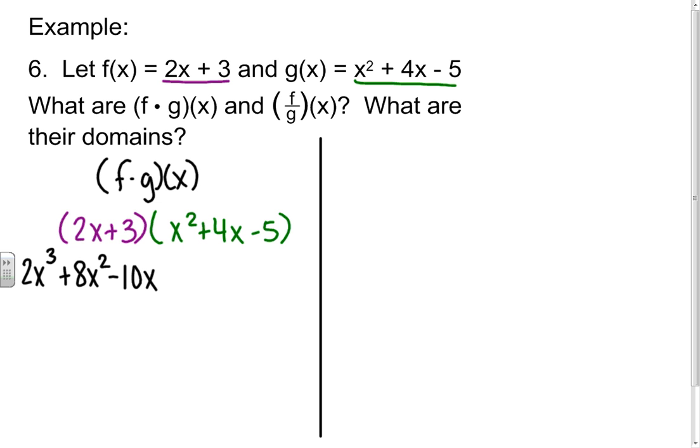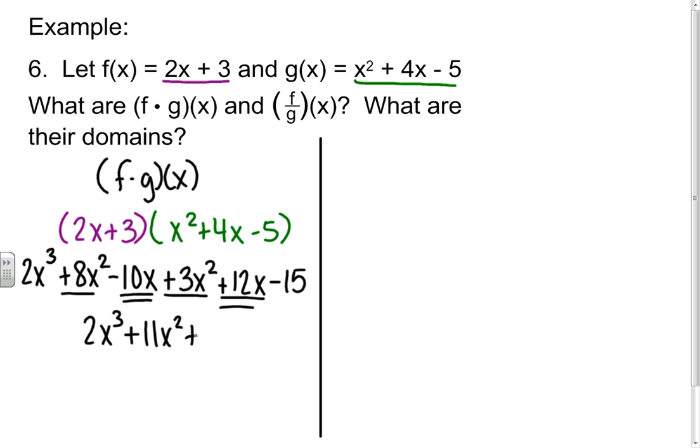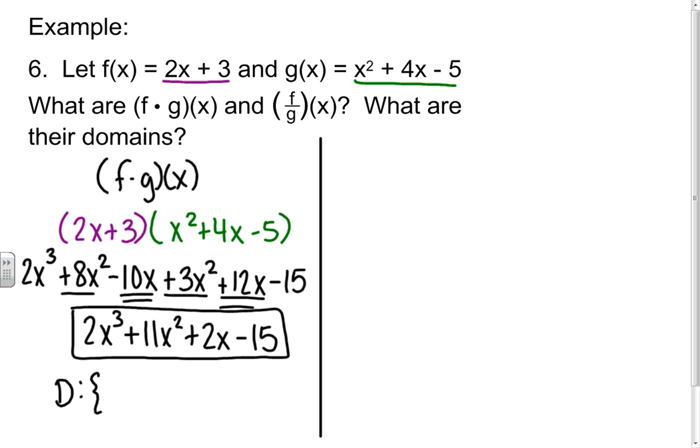And I'm going to distribute the 3. 3 times x squared is 3x squared. 3 times 4x is 12x. And 3 times negative 5 is a negative 15. Put it in standard form and combine all like terms. So I'm going to put 2x cubed first. 8x squared and 3x squared is 11x squared. Negative 10x plus 12x is a positive 2x, and then I'll recopy the minus 15. For the domain on this one, there aren't any radicals or any division, so my domain doesn't have restrictions.